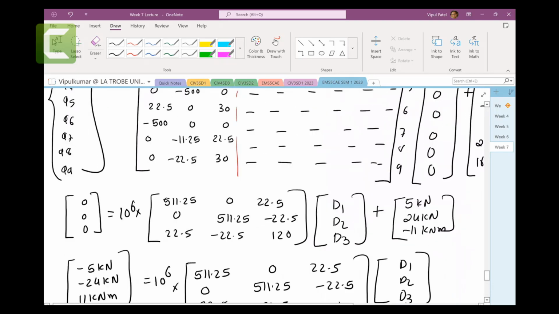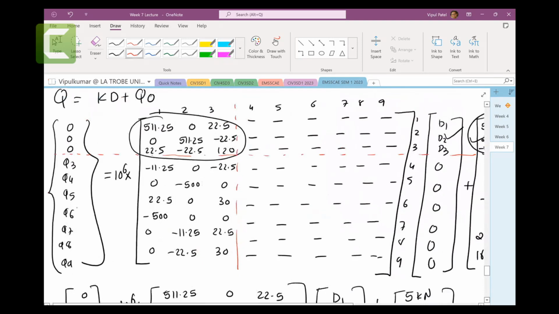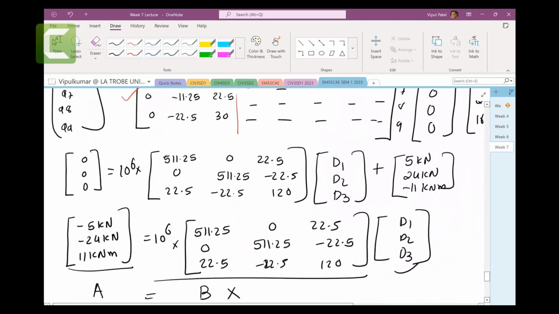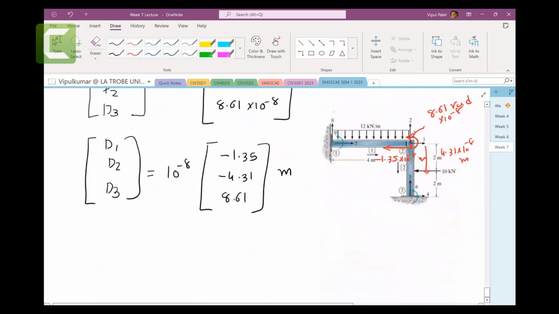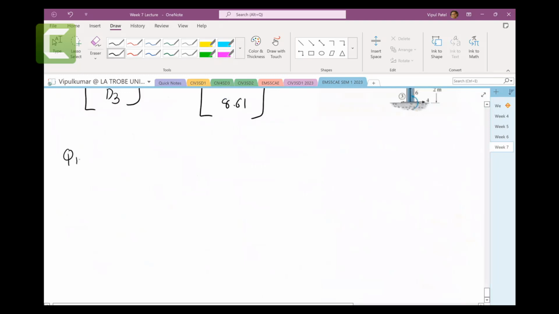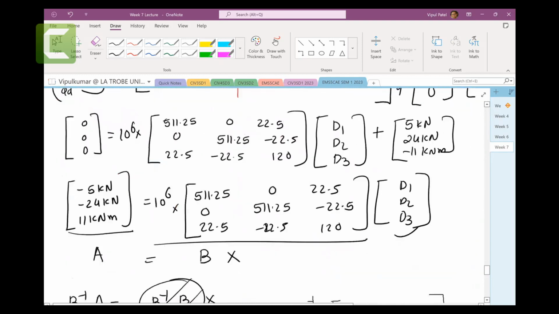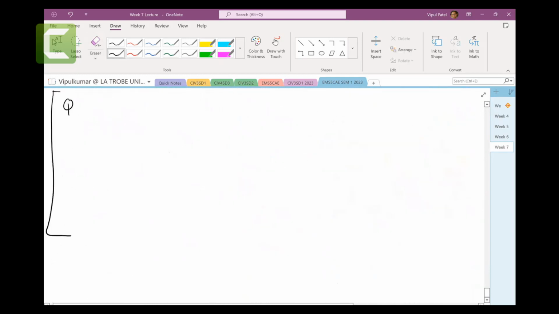Now, once you find the D1 and D2, we can get this Q3 to Q9, and we grab that one here. So let me write it up. Q3, sorry, Q4, Q5, Q6, Q7, Q8, and Q9. Oh, starting from Q4.